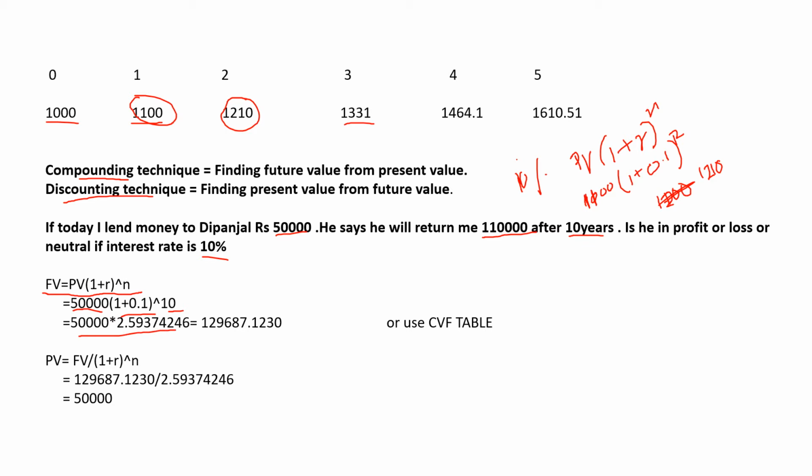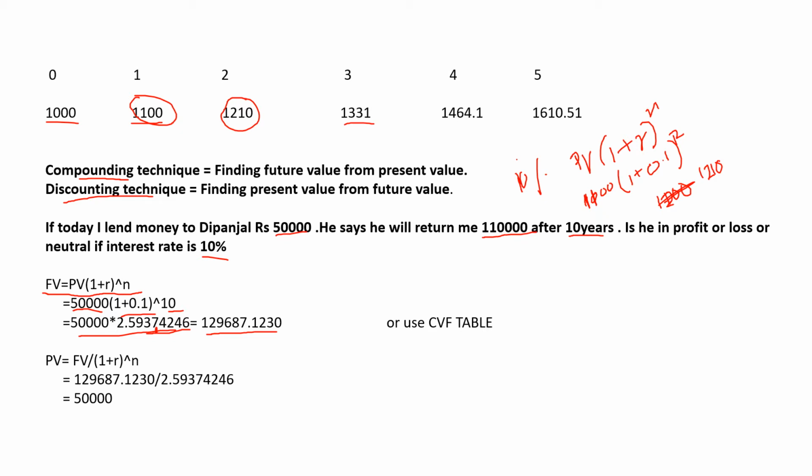In the exam, don't take so many decimal places. I have taken them in order to show you something. Up to 4 decimal places will be sufficient for the exam. So we get 1,29,687.